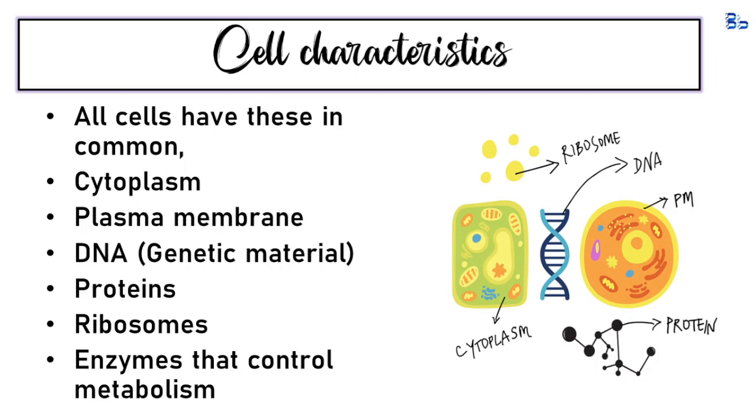They have an outer covering called the plasma membrane, which is semi-permeable. They have genetic material in the form of DNA. They have ribosomes, which make proteins for various metabolic reactions in the cell. And all cells have enzymes, which help in metabolism as well.